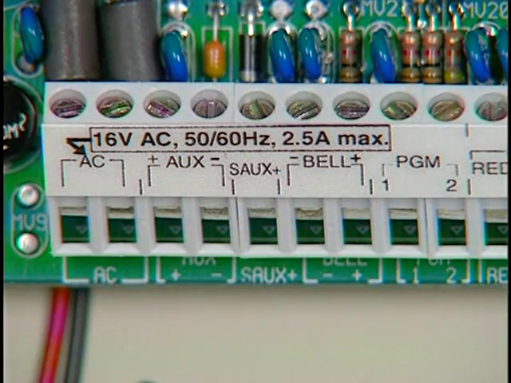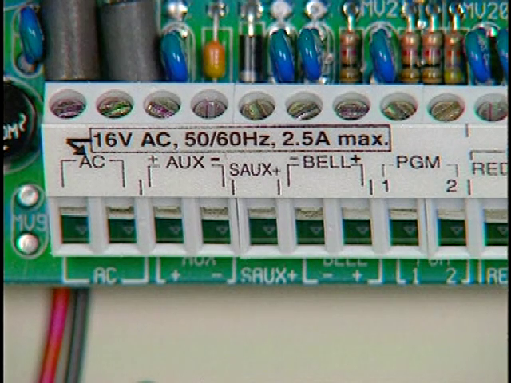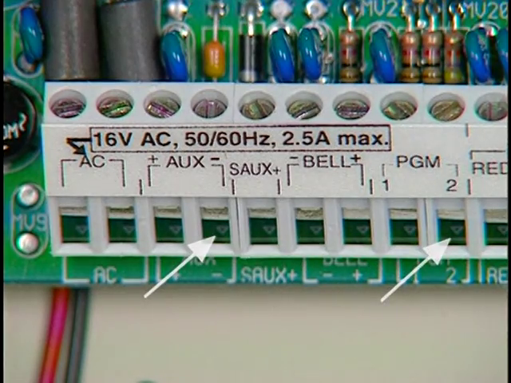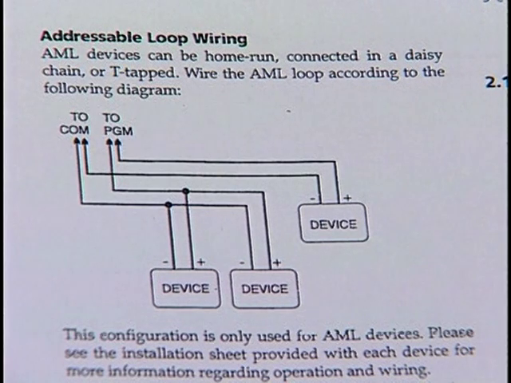AML, or Addressable Multiplex Loop, is a two-wire loop, connected to aux- and PGM, used by the panel to provide power and to communicate with up to 112 AML detectors. Detectors can be daisy-chained, home-run, or T-tapped to the two-wire loop and can be used to either expand the number of zones in the system or replace existing zones.